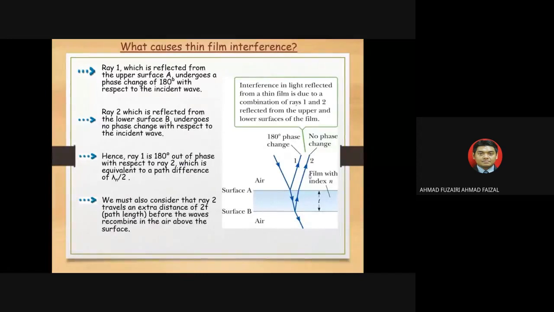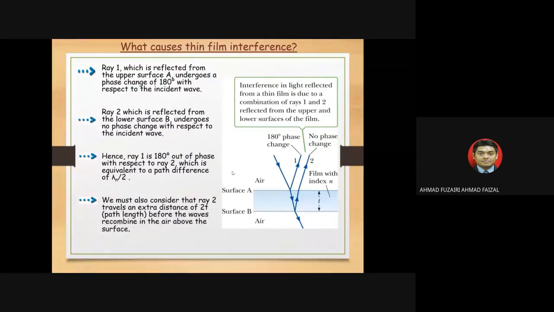As for the second reflected ray, it will not experience any phase change because it is being reflected off from a boundary that leads to a medium with a smaller index of refraction. So therefore, the second reflected ray will not experience any phase change. But it had to travel an extra distance of 2t before it can re-emerge into the air to combine with the first reflected ray.